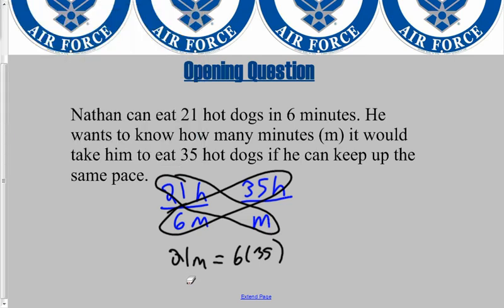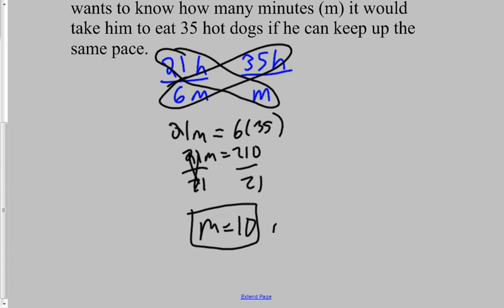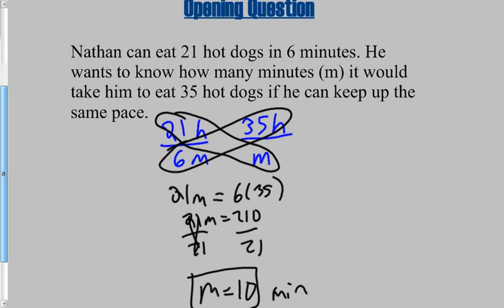So 21m equals 210. And finally, we can divide by 21 on both sides. m equals 10. That means it would take him 10 minutes to eat 35 hot dogs. Not bad. Not too bad at all. It's a lot of hot dogs.